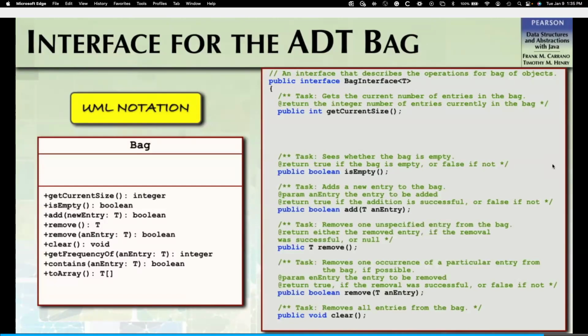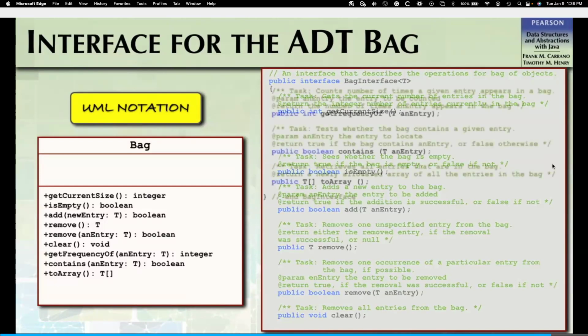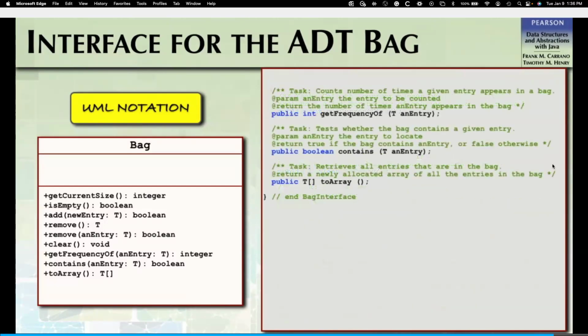Since we're not worried about implementation details yet, how these items are stored and removed is not important to us. And last, we have the methods that check the status of a particular entry stored in the bag and the to-array method that returns an array containing the entries in the bag.